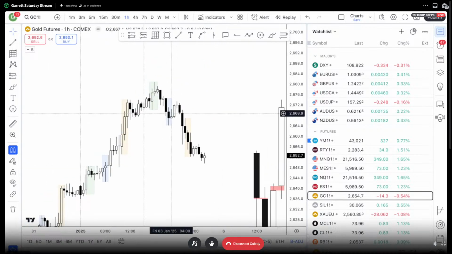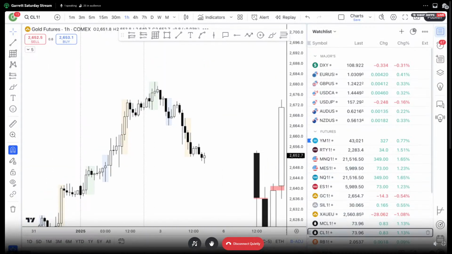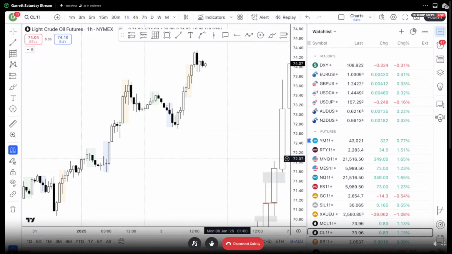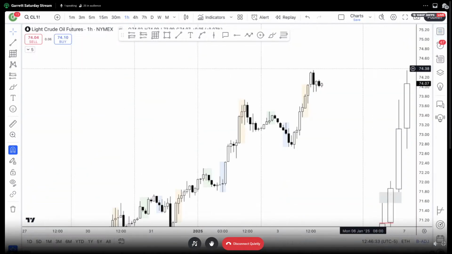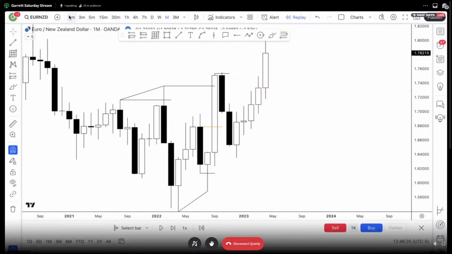I thought gold was really clean. I traded CL personally. I traded CL higher. I thought the commodities were a lot cleaner. But if you guys want to go over some higher time frame stuff.